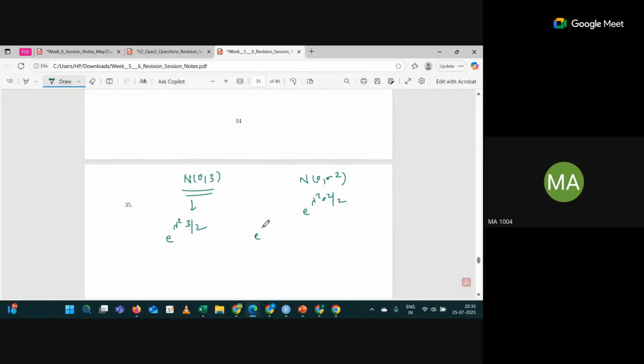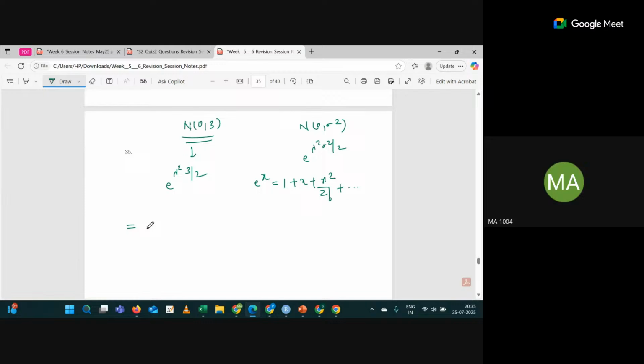And what is the expansion of e raised power x? It's 1 plus x plus x square by 2 factorial and so on, right? So if you expand this, you'll get 1 plus 3 lambda square by 2, plus, basically this is 1 factorial, but anyway it will be 1. Again this is x square, so it will be 3 square into lambda raised power 4 divided by 4 into 2 factorial. Plus, it will be 3 cube lambda raised power 6 divided by 8 into 3 factorial.